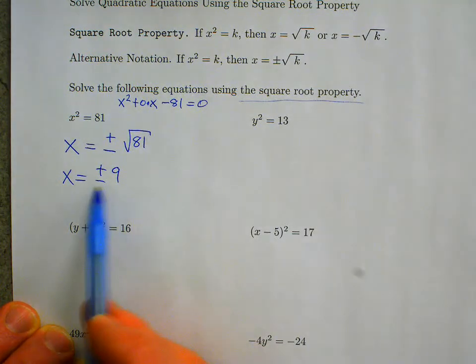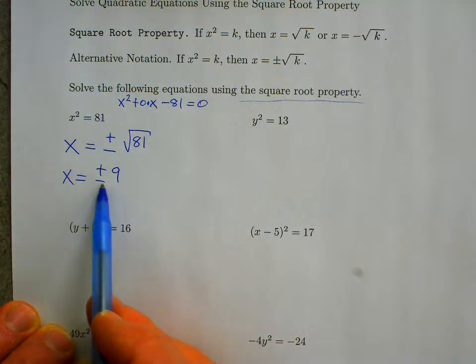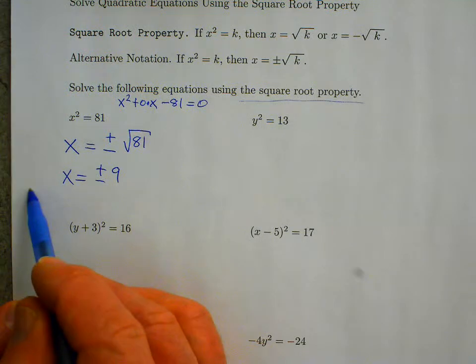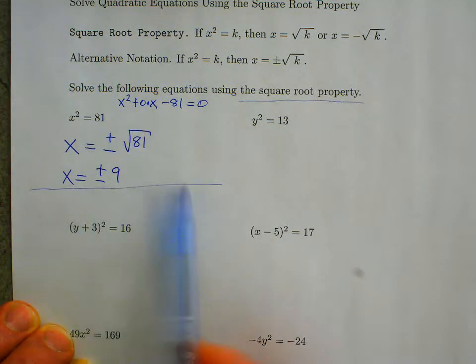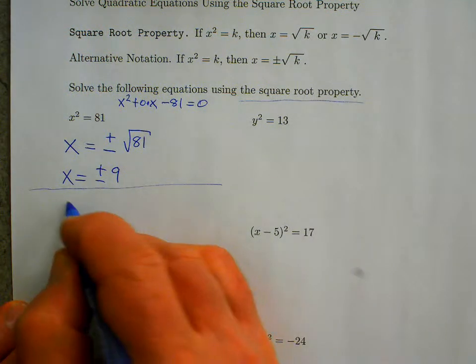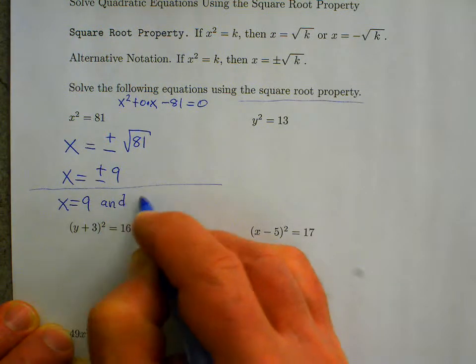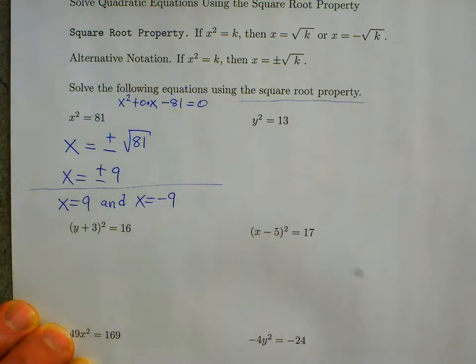So just remember, this represents two solutions. One is +9, the other one is -9. If you want to list the solutions separately, you can. You can say x equals 9 and x equals -9 are the solutions.